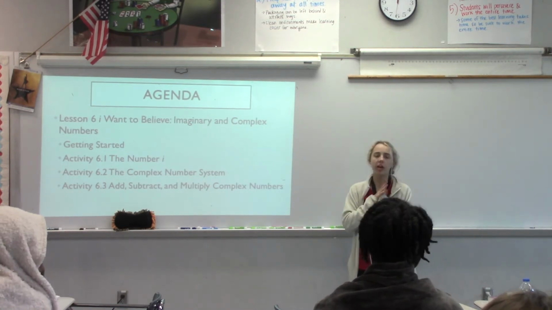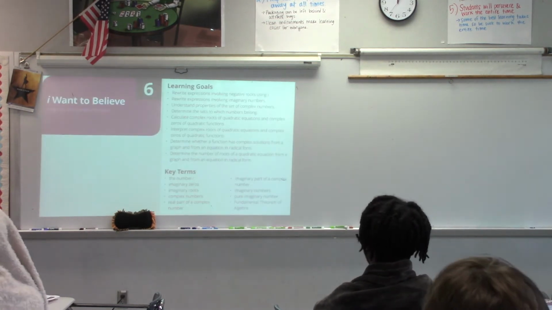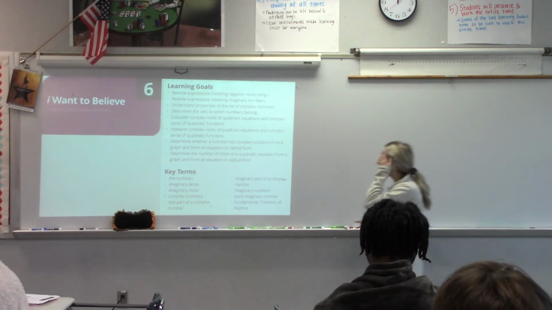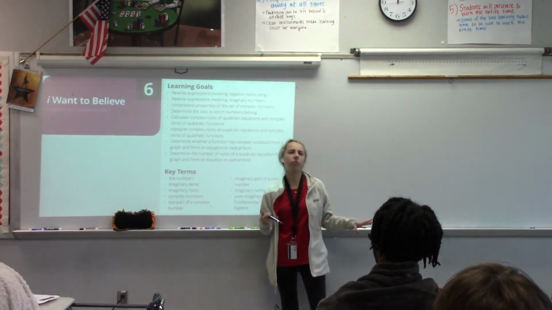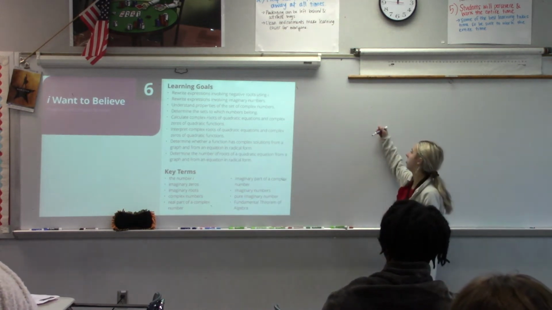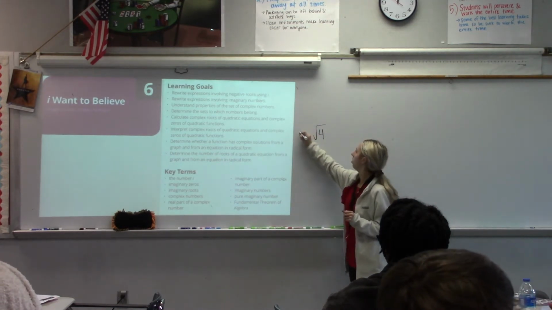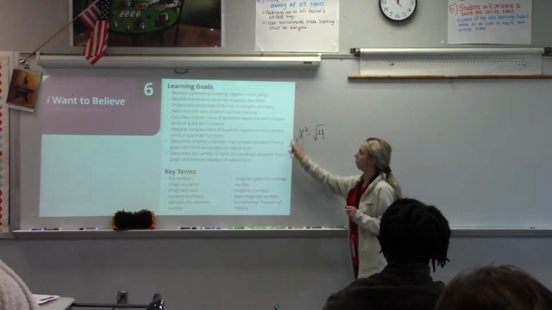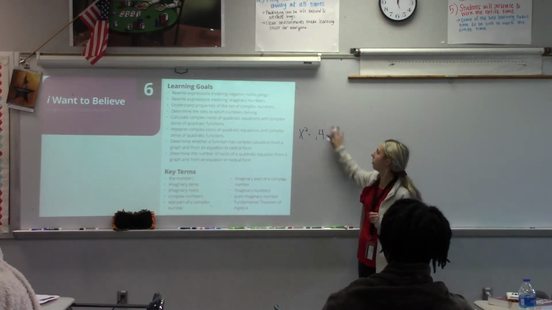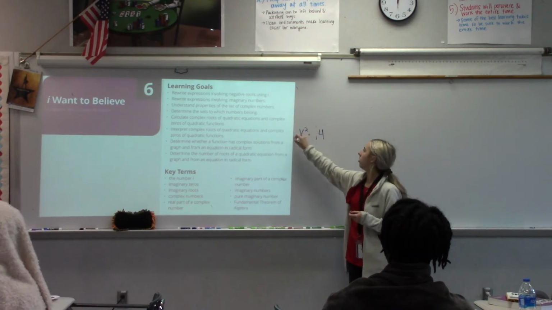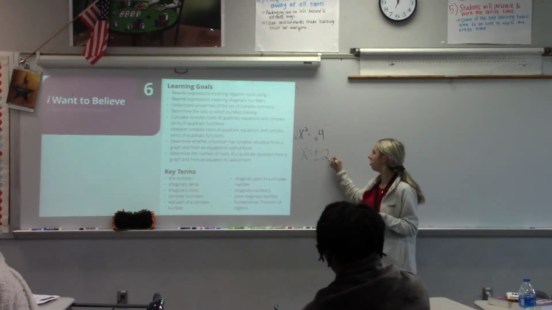Okay, so we're starting on lesson 6, which is starting to talk about imaginary numbers and complex numbers. Remember how we may have briefly talked about in this class before, if we take the square root of 4, or if we have to solve this equation, how would we solve this for x? Take the square root. So that would give us x equals 2.